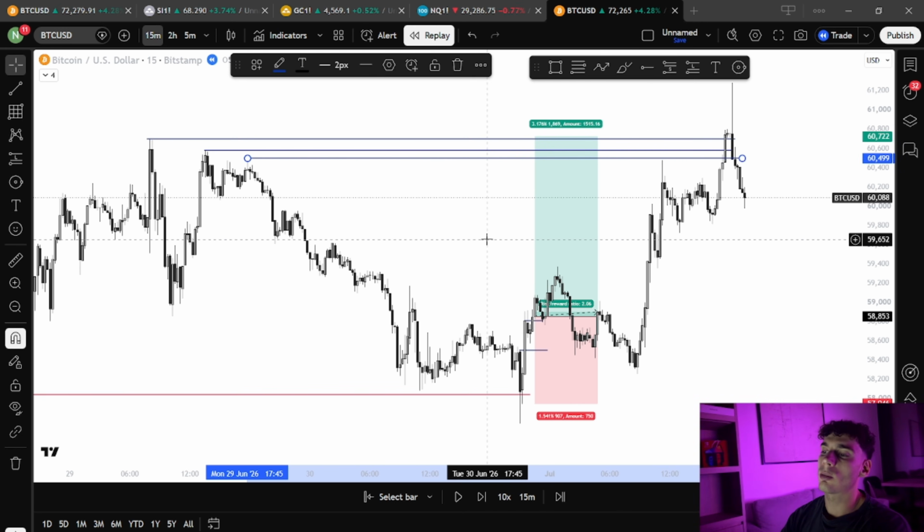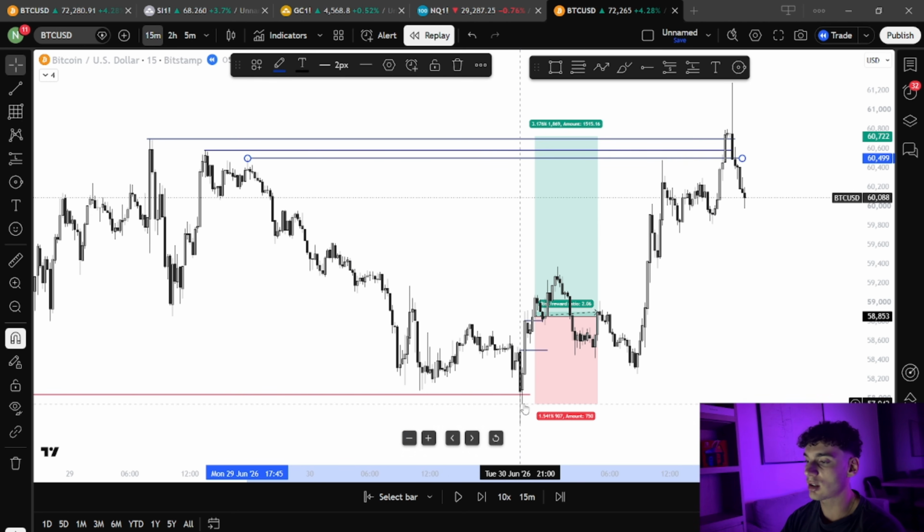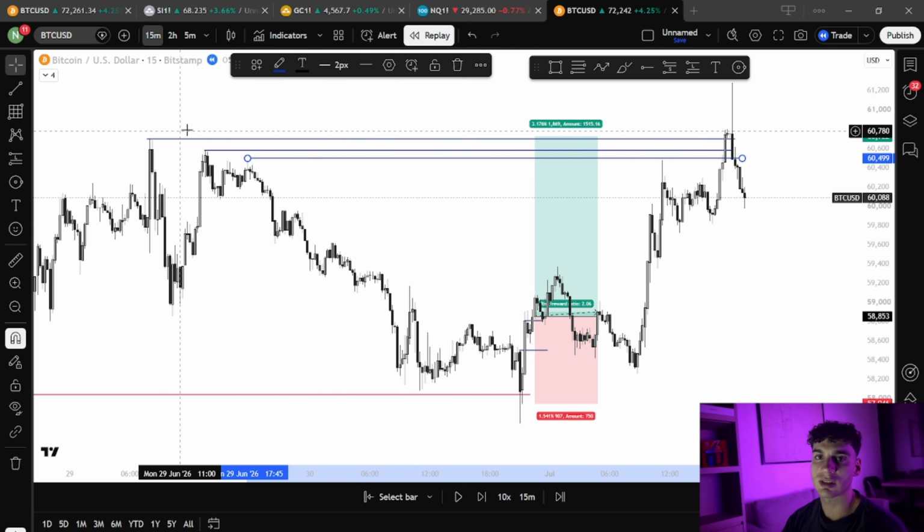Just to go one more time. We had a swing low taken, boom, change in state of delivery, wait for confirmation, enter the trade, stop loss below this low here, and then you target the opposite side of liquidity.